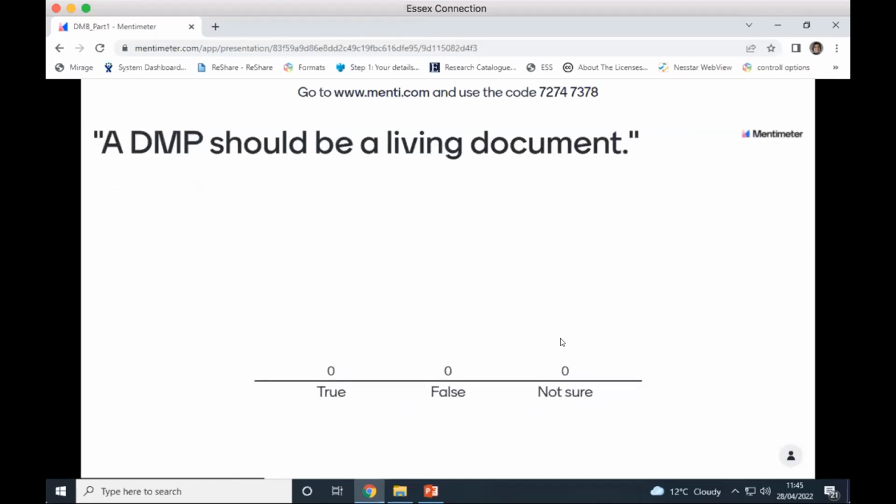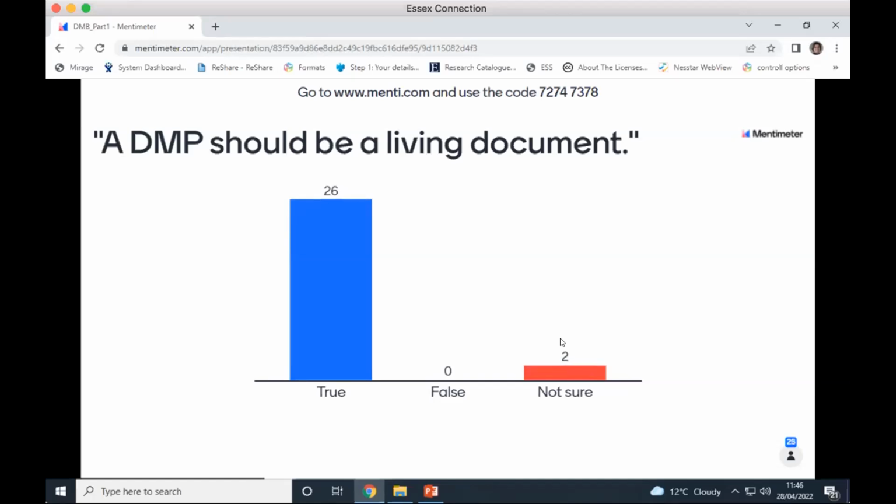I'm glad to see that the majority of you think that all projects need a data management plan. We have a statement here that a data management plan should be a living document. And by a living document, we mean a document that is updated regularly throughout the project. So if anything changes, then the DMP should be updated accordingly. Okay, I see the majority think that this is true, and yes, indeed that is true.